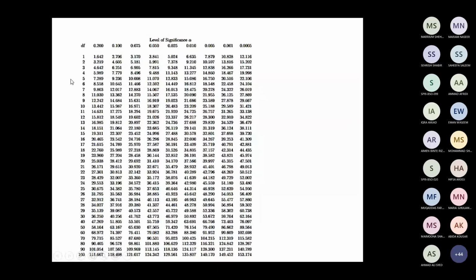So what is the probability at which we need to check? 0.05. Yes, ma'am. And what is the degree of freedom? Degree of freedom is 3. Right? So we have to check the value which lies at the probability of 0.05 and degree of freedom 3, and that value is 7.815. The calculated value is 19.987. So this value is greater than the table value.